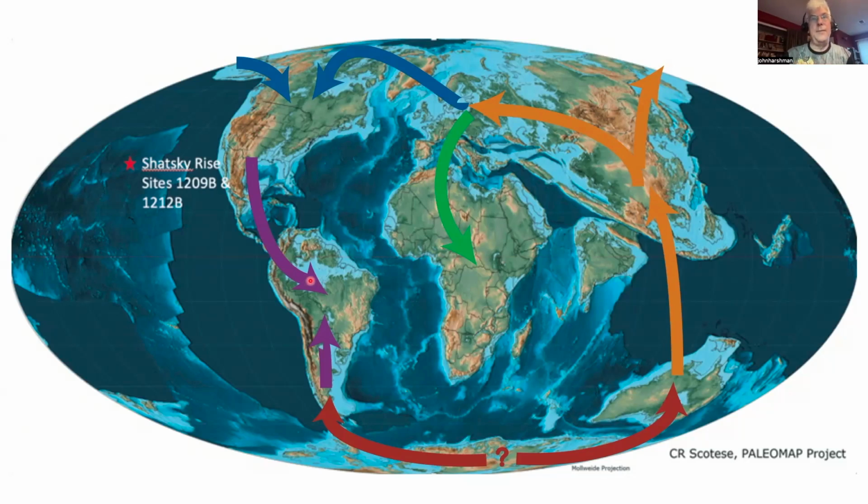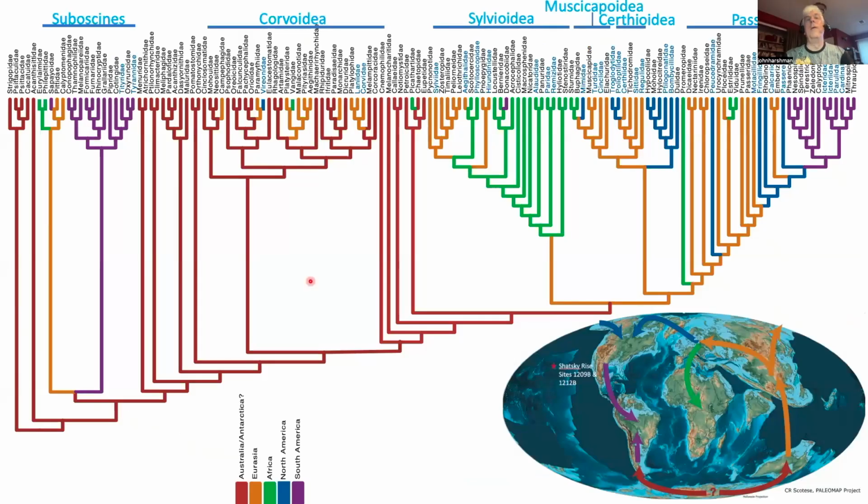How do we know any of that stuff? A little bit from fossils, but mostly from looking at the tree. This is, again, the tree of passerines, seeing where current families are found and extrapolating down the tree where their ancestors were probably found.